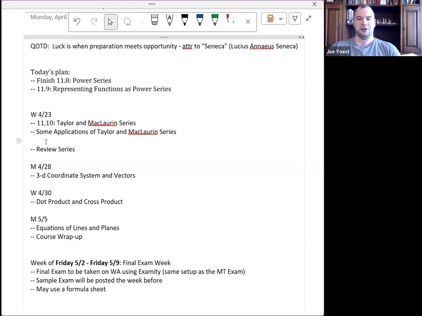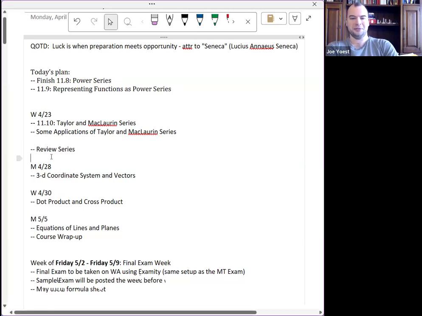I'll post a quick series review that'll have just different series listed, and then you can work back through and look through all the different tools and techniques and see what applies to which series: proving convergence and divergence, and possibly being able to get a sum if all of the stars align, if it converges and it's the right kind of series, you might be able to get a sum out of it as well.